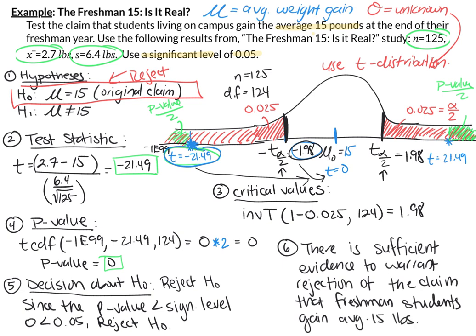Okay. And you can elaborate on your conclusion here. You can even elaborate and say, in fact, the data suggests that on average, students probably gain somewhere closer to 2.7, or we can just round that up to 3 pounds, nowhere close to the mythical 15 pounds. Okay, so I hope that that helps. Watch the next video. I'm not going to go through all of these steps like I did in this video, but I'll just show you how to use the calculator to get your test statistic value and your p-value.